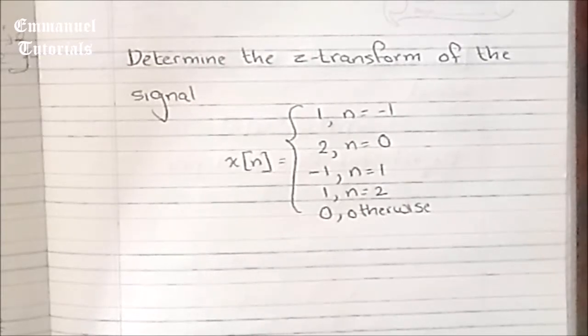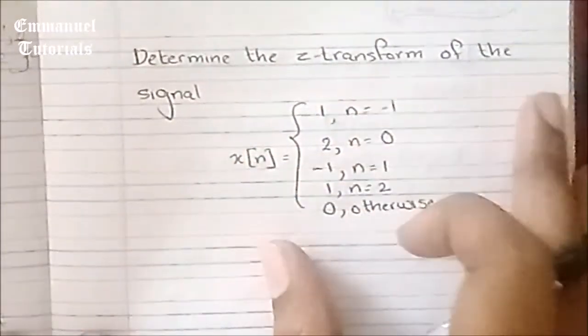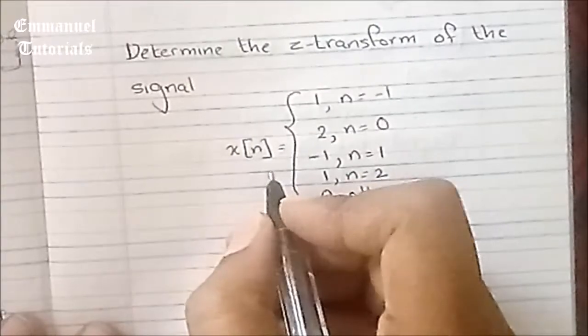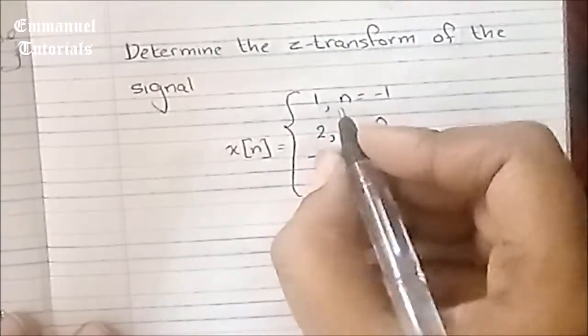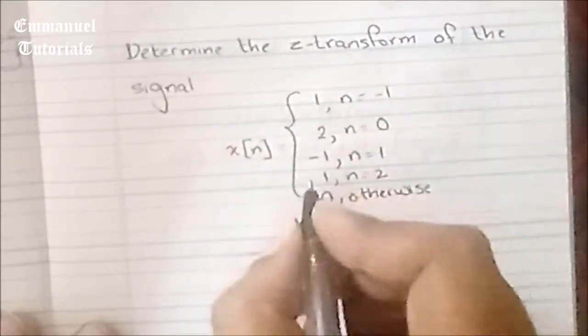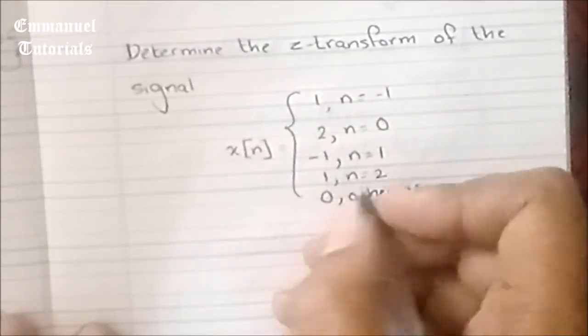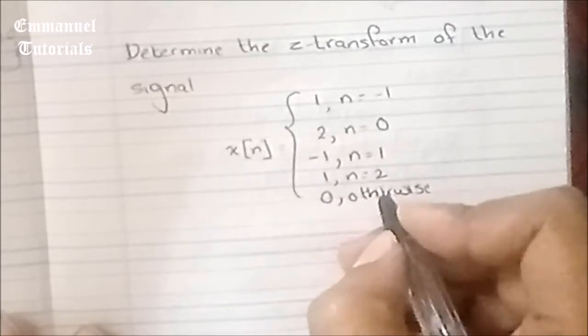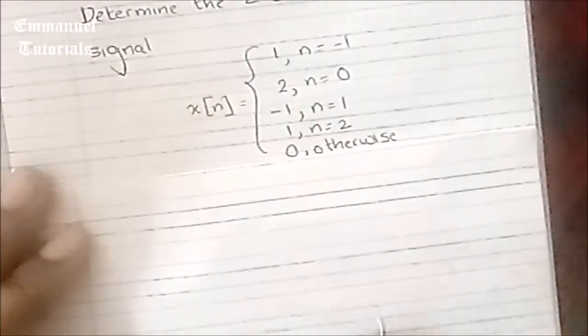So let's start. Here the question, or the input signal that is given, is x of n equal to 1 for n equal to -1, 2 for n equal to 0, -1 for n equal to 1, 1 for n equal to 2, and 0 otherwise.